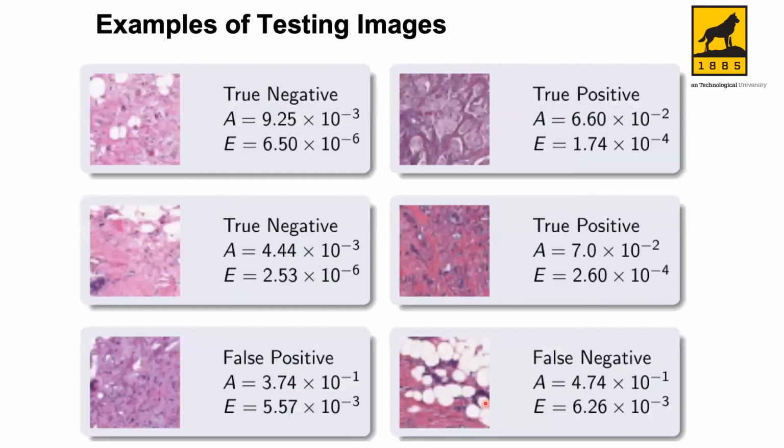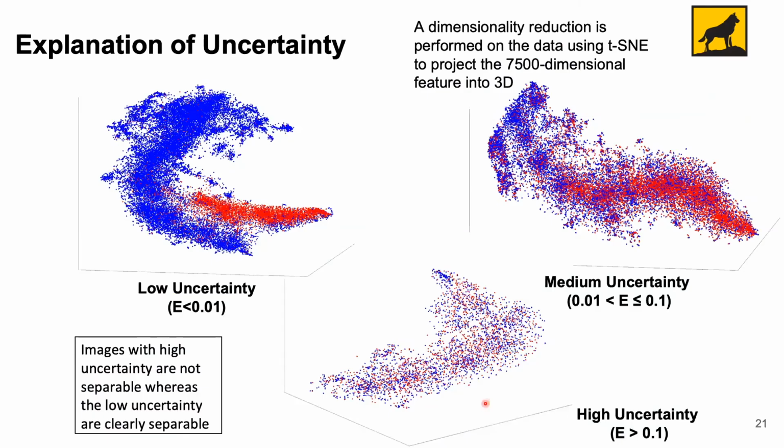To study that further, these are some examples of the model's prediction. I have to skip that, sorry. To study that further, we try to explain this uncertainty, how the model understands that. So what we did is basically project this data, the images, into a three-dimensional, lower dimension by using a nonlinear dimensionality reduction technique called t-SNE, a stochastic neighborhood embedding technique.